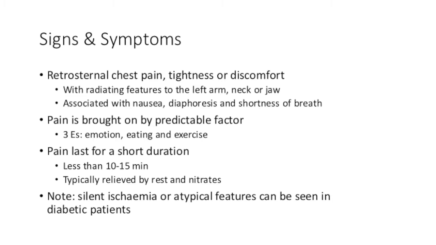Now, in terms of signs and symptoms of ischemic heart disease, there are some classical signs that you need to be familiar with. So this is, for example, the retrosternal chest pain, the chest tightness, or the discomfort that the patients can experience. This can be associated with radiation to the left arm, neck, or jaw. It can be associated with nausea, diaphoresis, or sweating, and shortness of breath.